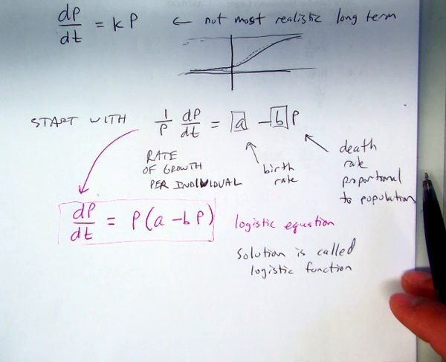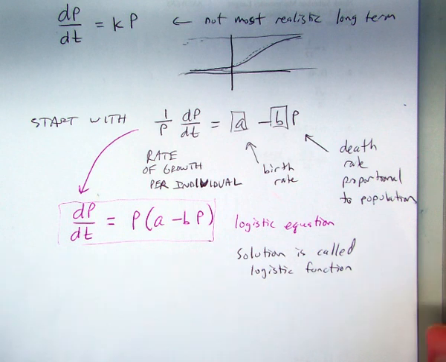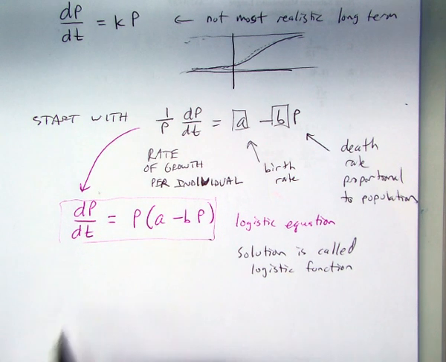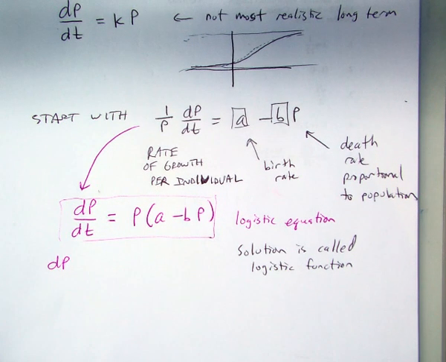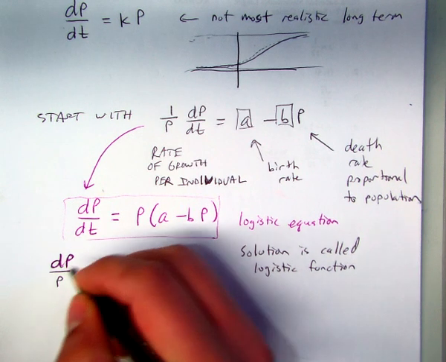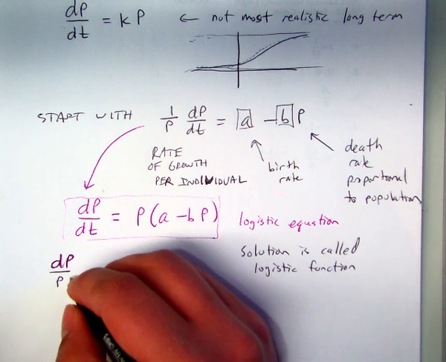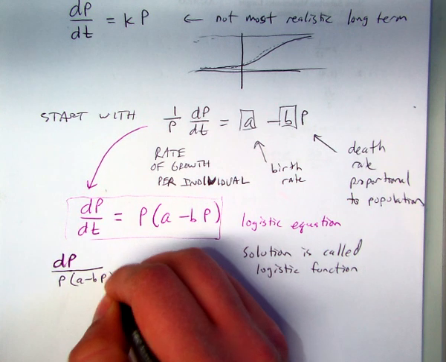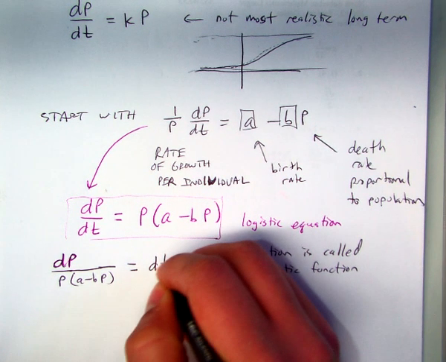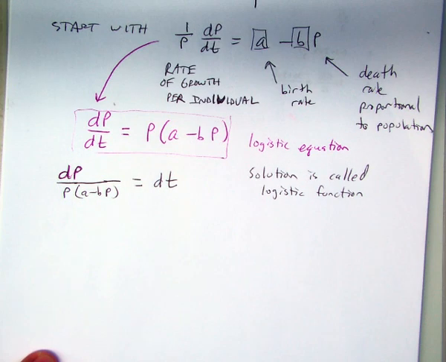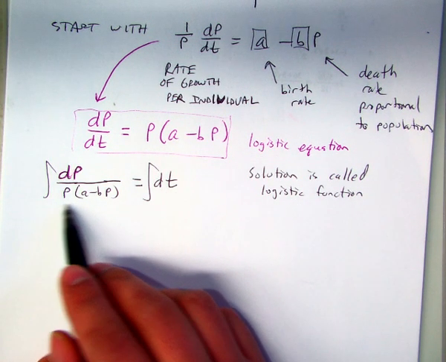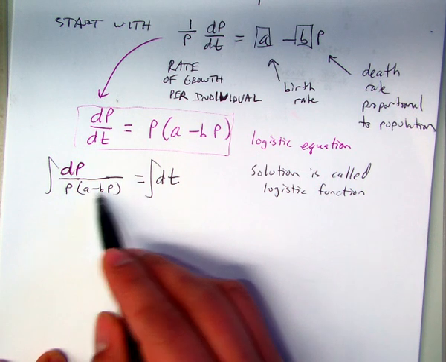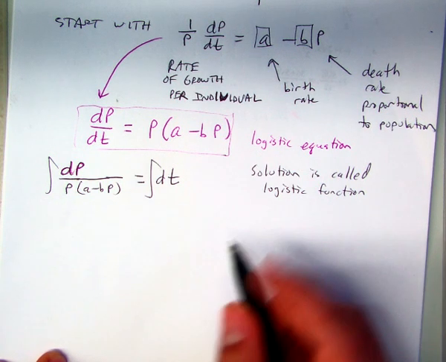All right, so let's go ahead and solve the differential equation so we can look at the solution and see what we can gather from that. So if we separate variables, we get dp over p times a minus bp, and that's going to equal dt. And now we reach a point where we can integrate, but we're going to have to use our friend partial fractions on the left-hand side to figure out how to integrate this.